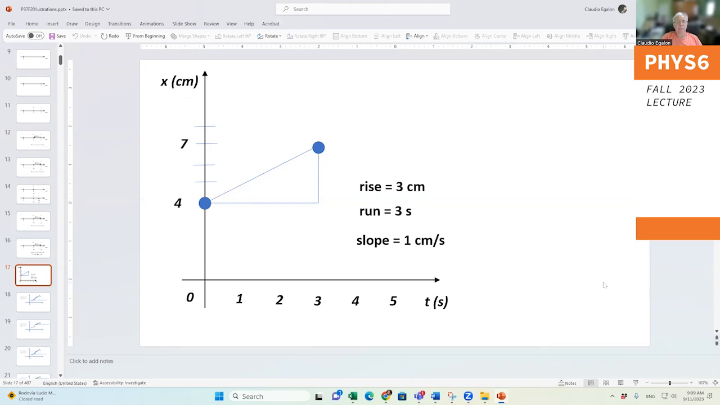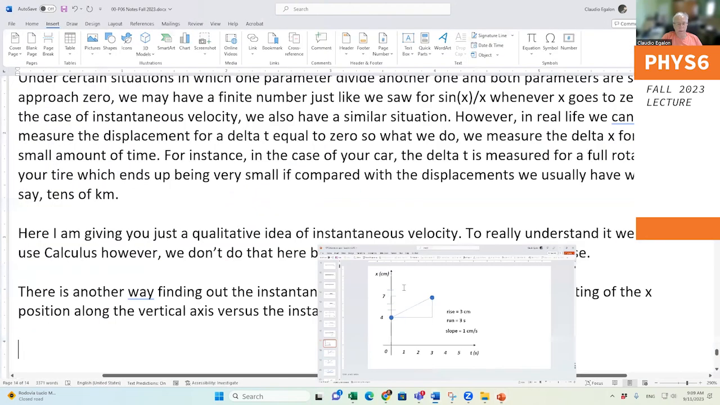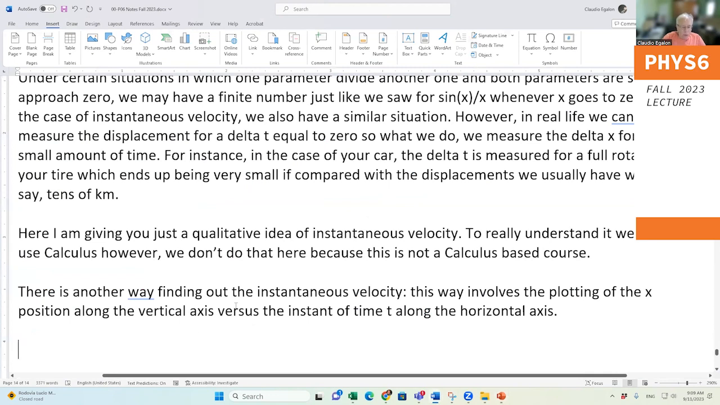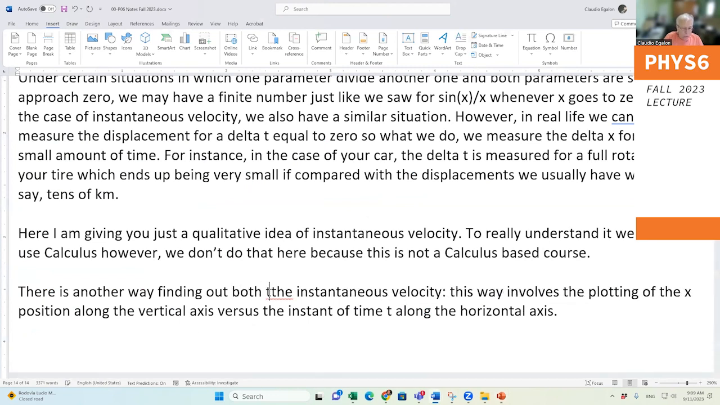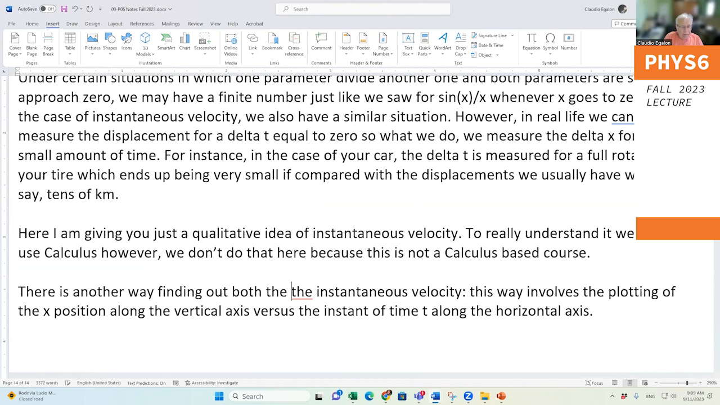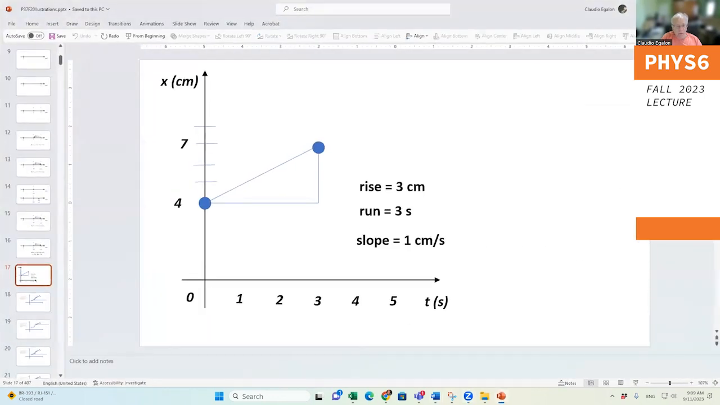So let's write it down. Okay. There's another way of finding out both the... Professor, sorry to interrupt you, but what did you say? Let's see. Are you talking about the graph here? Yeah, but you said something about losing points, so I couldn't really understand what you said.